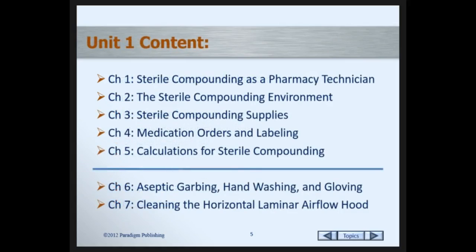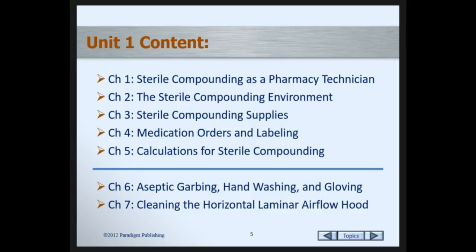So Unit 1 covers Chapter 1, Sterile Compounding as a Pharmacy Technician, Chapter 2, Sterile Compounding Environment, and Chapter 3, Sterile Compounding Supplies. Those 3 chapters are also the first lab. So part of that lab, you will have pre-lab work. In addition to all of those dates that are already scheduled, you're going to have some online stuff that you're going to need to do before you actually come to lab. That will be in the other course. That'll be available in a few days.